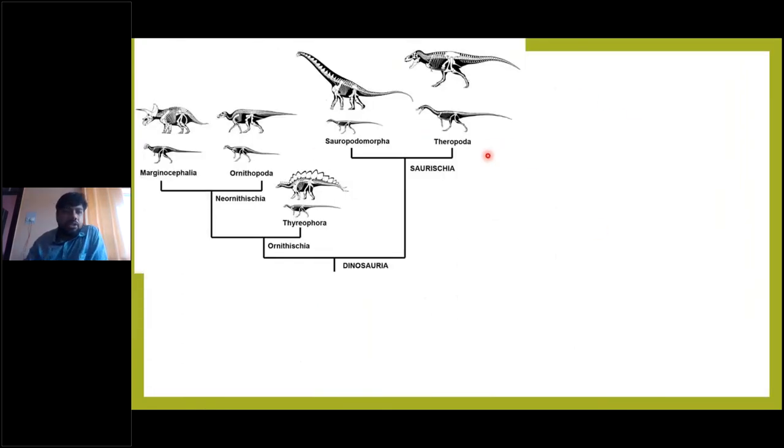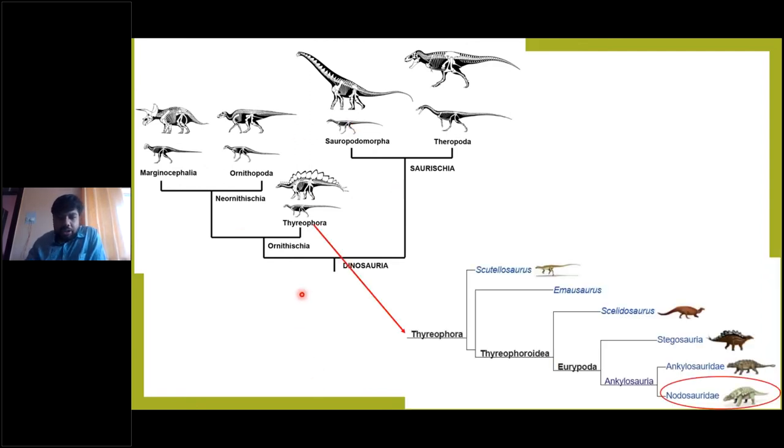And new evidences also suggest that not only the theropod and sauropod dinosaurs are known from the Cretaceous bed of India, but there are evidences that some ornithischian dinosaurs, especially ankylosaurs, were present during the late Cretaceous period of India.